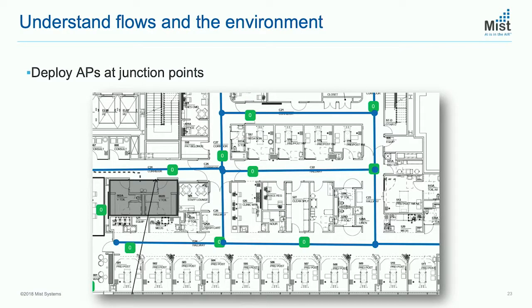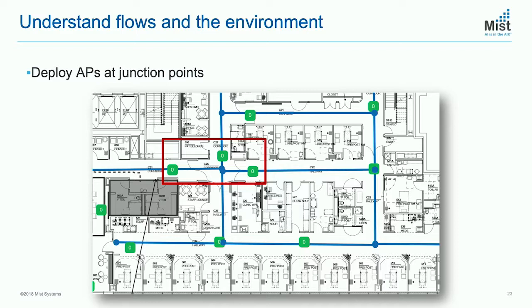You need to understand your flows and also the environment. You need to understand where people are going to walk, especially if you're doing a wayfinding-based network. Understand where people walk, where they do not walk. Most importantly, you need to understand the building environment.